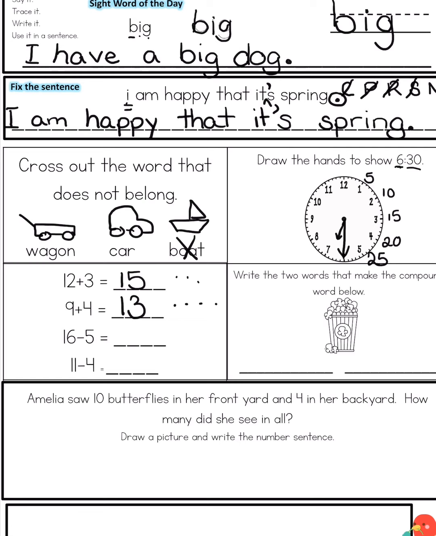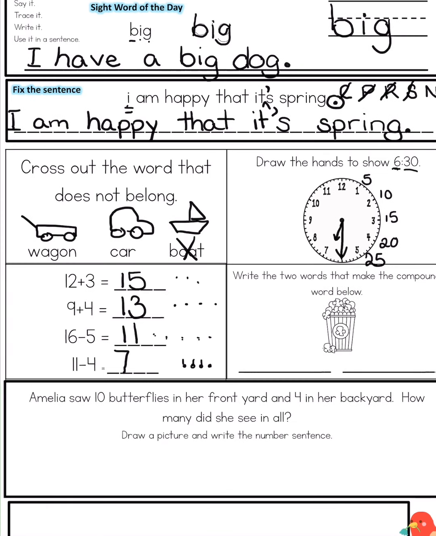Now 16, take away 5. I've got to go backwards. So I'm going to go backwards 5. I'm going to say 15, 14, 13, 12, 11. And for 11, take away 4. I'm going to draw my 4 spots again, and I'm going to count backwards. 10, 9, 8, 7. Well, that makes sense. 4 plus 7 equals 11.